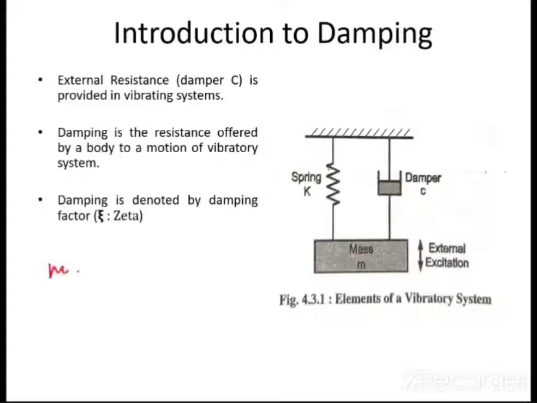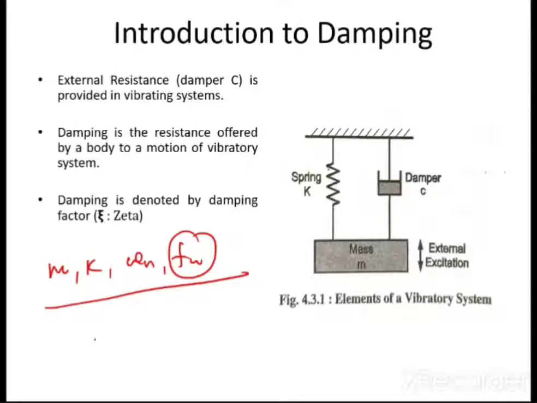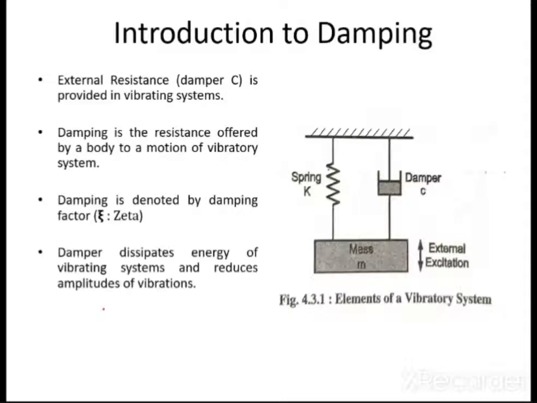Initially we introduced M, then we saw K, then we saw omega n or Fn. So these are the four parameters we have studied, and we know that omega n is equal to square root of k by m in radian per second. So now I have introduced two more parameters. Okay. So basically, what does this damper do?